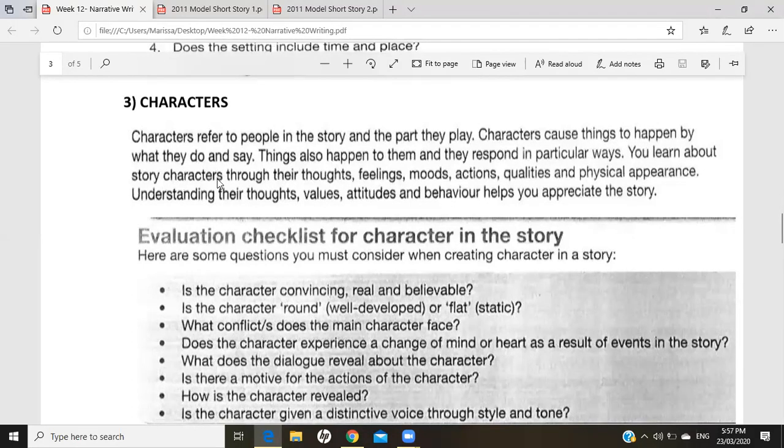You learn about story characters through their thoughts. At some point, and I want you all to remember this, I need you to describe the character's thoughts. Let me go into the mind of a character, or expose the reader to something the character is thinking. You can expose the reader to something the character is feeling. So describe the character's feelings, their moods, their actions. You could even talk about their qualities. When you're giving descriptions of the characters, you could say that maybe this person is responsible, selfless, brave. So mention their qualities as well.